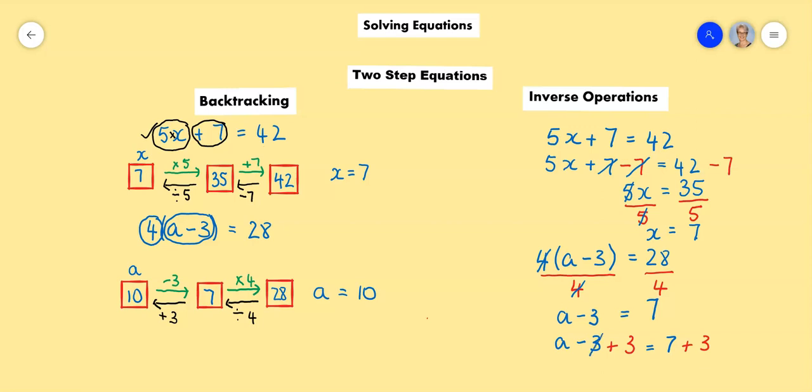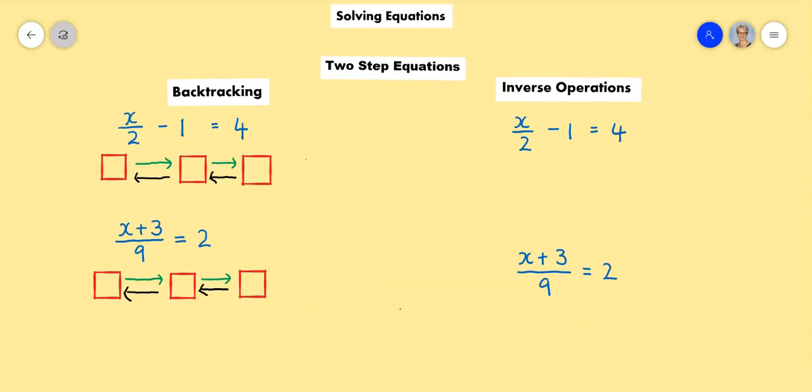Now, this minus 3 and this plus 3 cancels out, and we're left with A is equal to 7 plus 3, which is 10. The same answer as we had with our backtracking. Okay, we have a final two equations now that we'll quickly go through. Let's look at this first one.